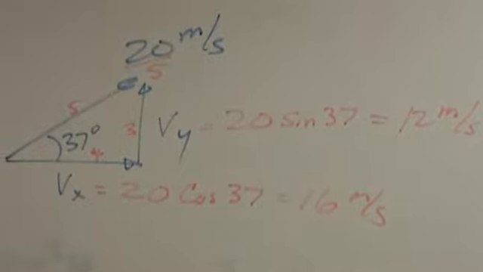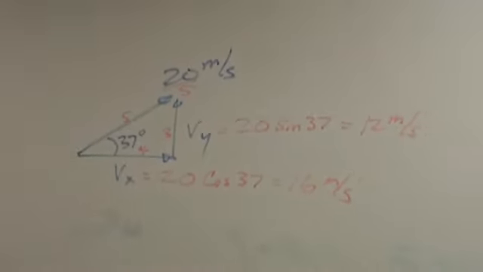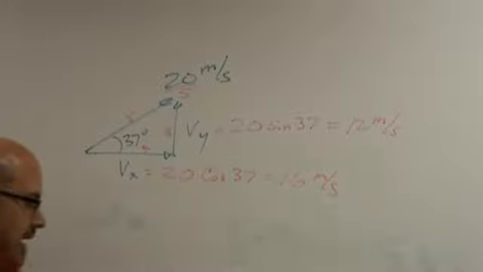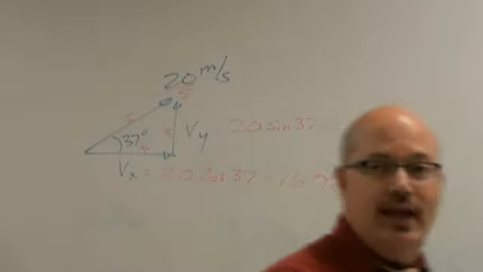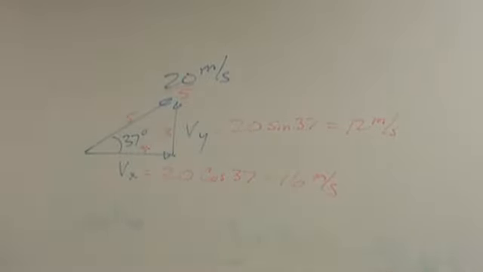Okay? So you can do that trick too and ratio up your 3, 4, 5 triangle if you'd like. If that makes good sense to you and you like that, then do that. If not, then don't worry about it. Just use the sine and cosine.